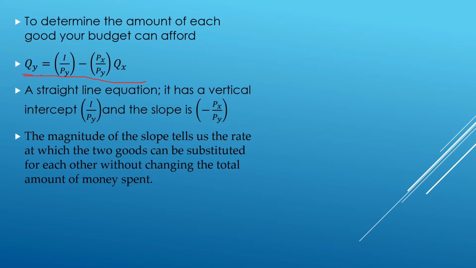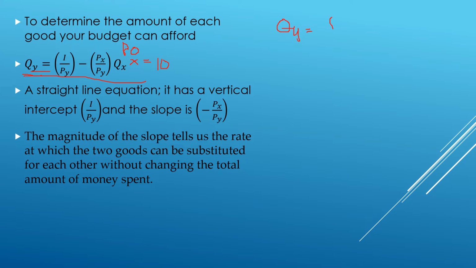If you're wanting to determine the amount of clothing that you buy with the $80 that you have, and you are wishing to buy only an amount of food, X, which is 10 units, then how much Y are you going to buy? So just substituting it into the formula, we have here QY.